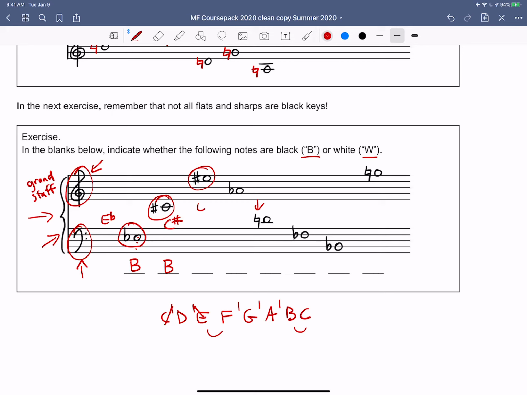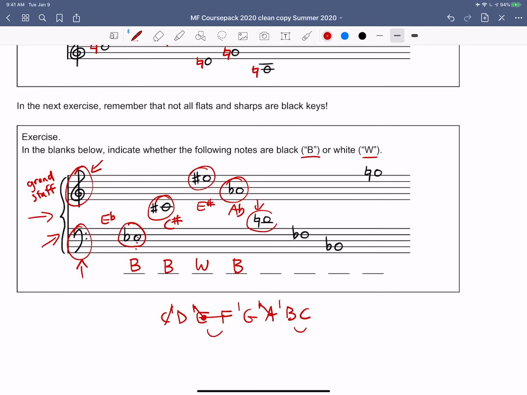What about this one? That is an E sharp. So let's start on an E over here, up a half step. Oh, that lands us on that white key that often goes by the name of F, but could theoretically go by the name of E sharp. So that is a white key there. A flat. Take your A, go to the left by a half step, and yes, that is a black key.